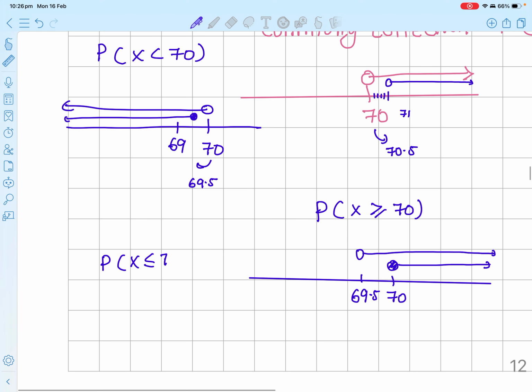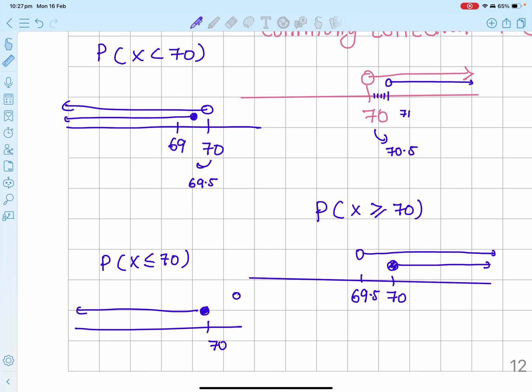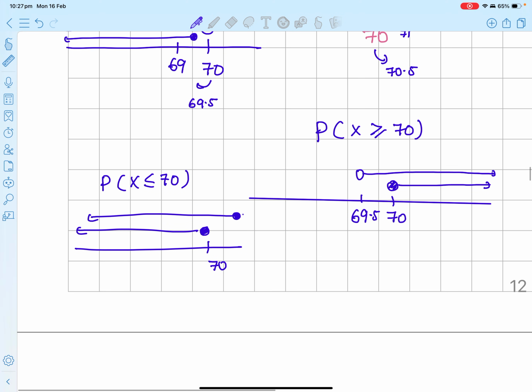Suppose this was less than or equal to 70. In this case, it's taking the 70. That means I don't want to be starting from a lower bound because I want the 70 to be included when I start the question. So in this case, I would start from 70.5. If I start from 70.5 only, 70 is included. So probability of less than 70.5. If I do this, 70 would be included in that.